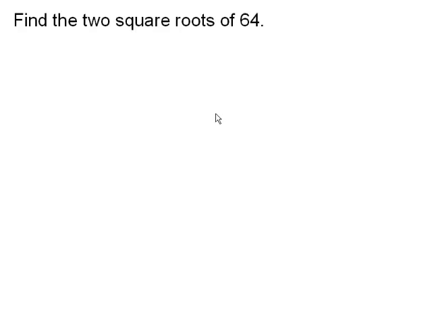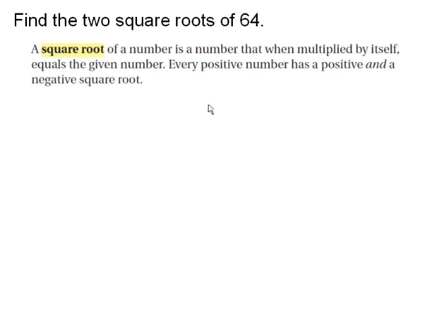Find the two square roots of 64. Remember, a square root of a number is a number that when multiplied by itself equals the given number. Every positive number has a positive and a negative square root. To find the square roots of 64, we will use guess, check, and revise.